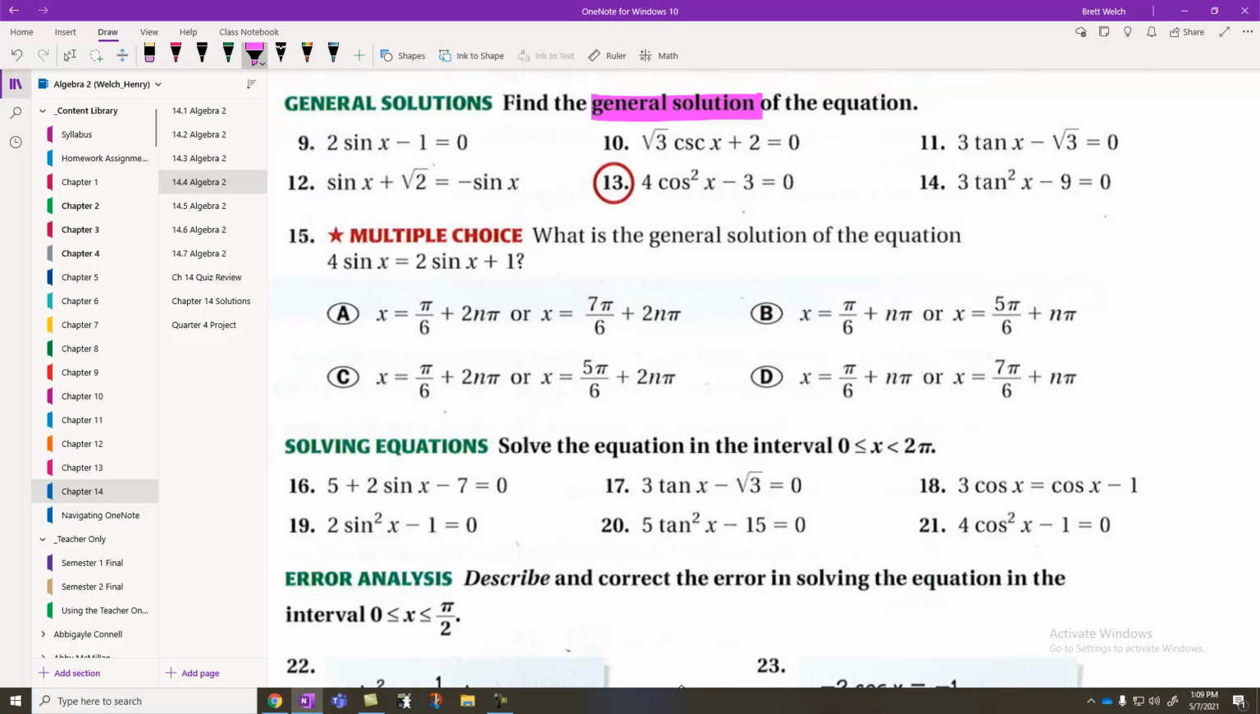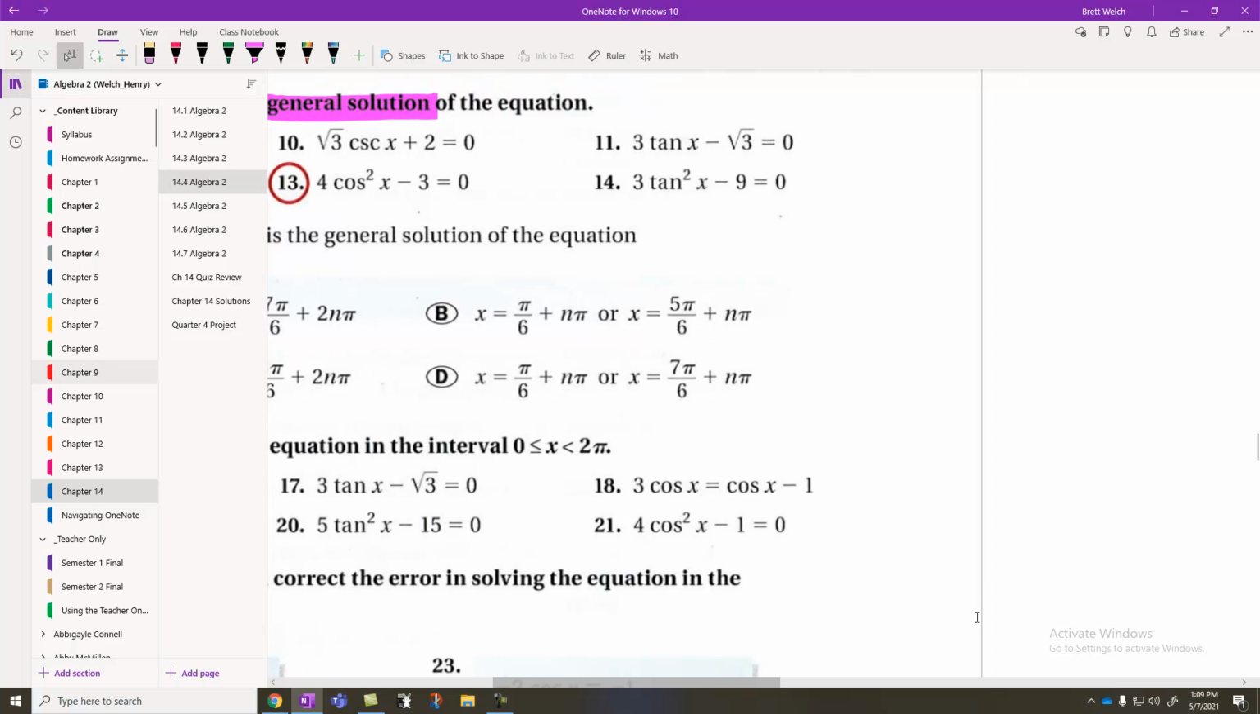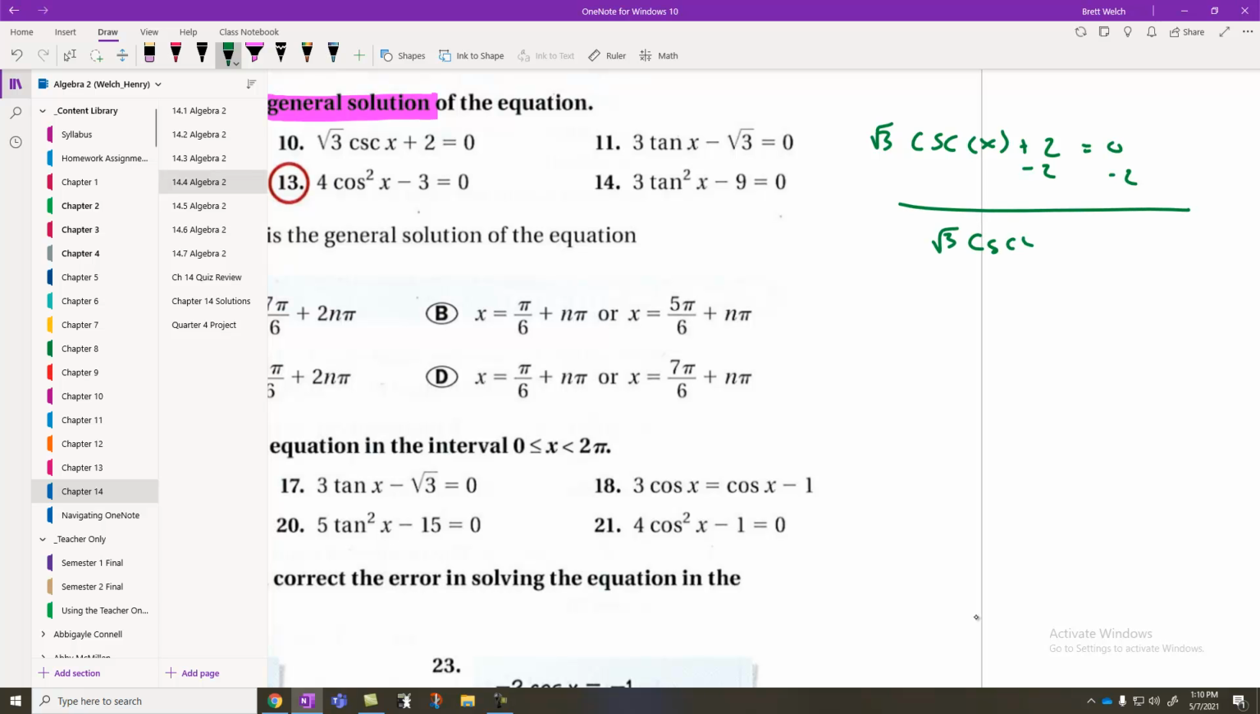Okay, so we're going to take number 10, which is one of the more challenging questions. At least it has a hiccup in it that's worth talking about. Root 3 cosecant of x plus 2 equals 0. So for me to solve for x, I want to isolate the trig function. In this problem, I'm going to subtract 2. Pretty straightforward. I have root 3 cosecant of x equal to negative 2.